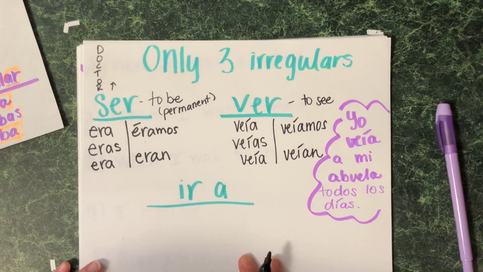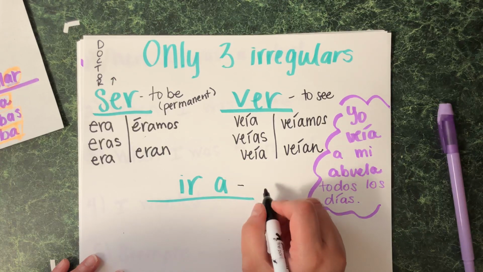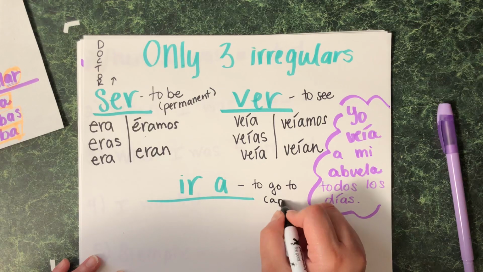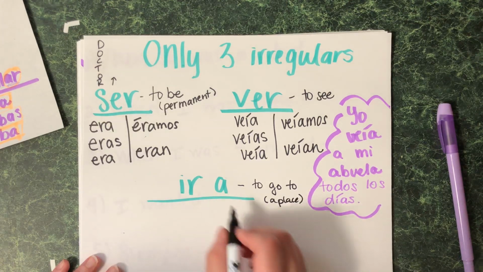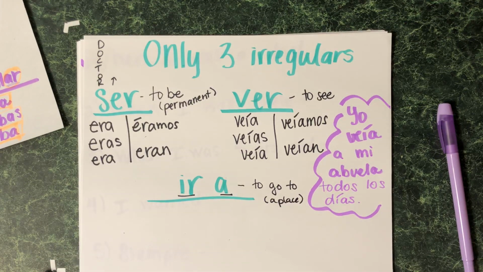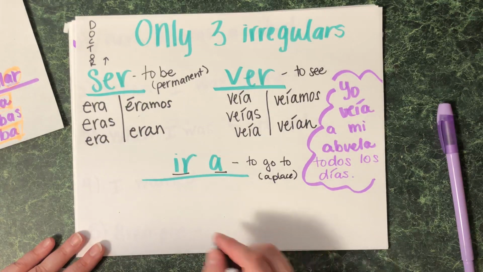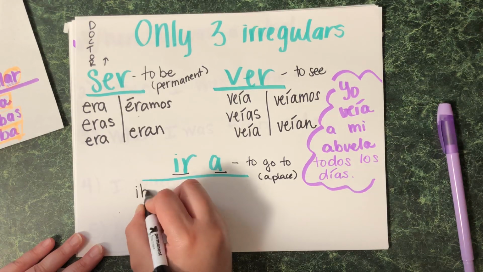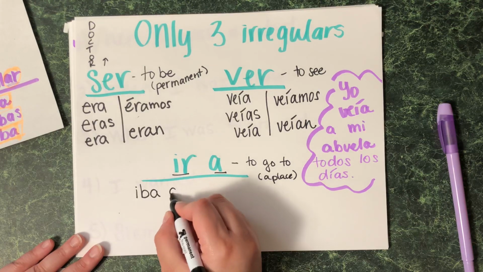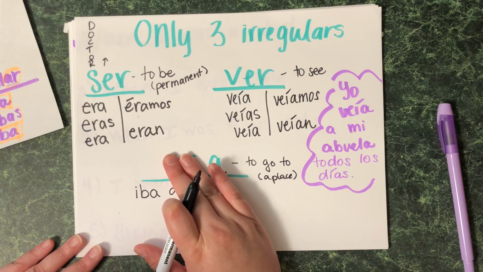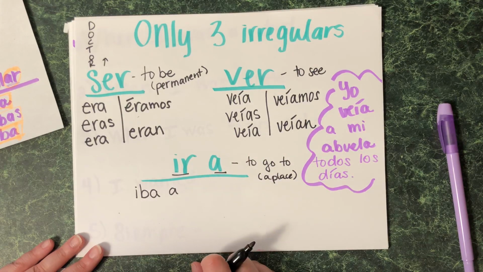And the last irregular, ir a, means to go to a place, okay? Remember, if you have ir, you get the combo loco, 2 for the price of 1. The A must go with ir. They do not separate at all. All right, so the conjugation of ir, to say I used to go: yo iba a. You see why it's irregular? If you take the IR off from the verb, the ending, there's nothing left. So we have this one, used to go.